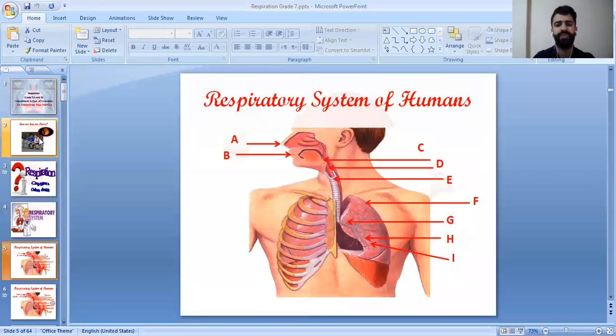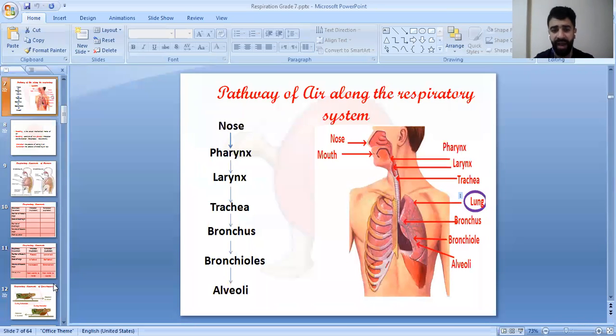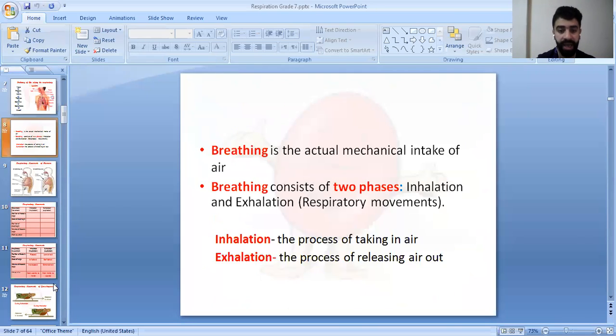The anatomy of the respiratory system includes the nose, the mouth, pharynx, larynx, trachea, the lungs, which is the most important organ in the respiratory system, the bronchus, bronchioles, and finally the alveoli. The pathway of the air includes the nose, pharynx, larynx, the trachea, the bronchus, the bronchioles, and finally it moves to the alveoli. Breathing is the actual intake of air.